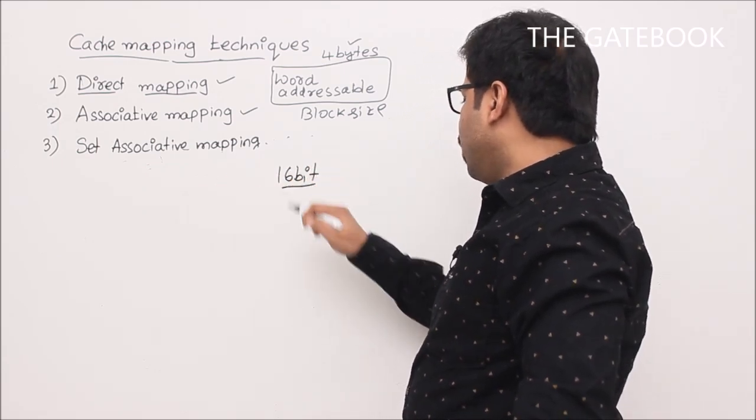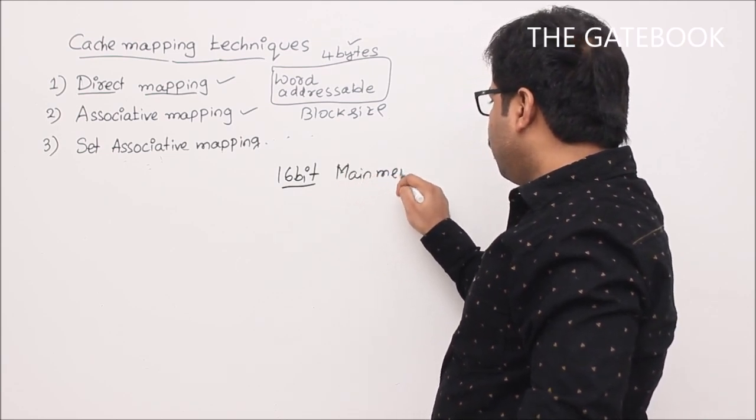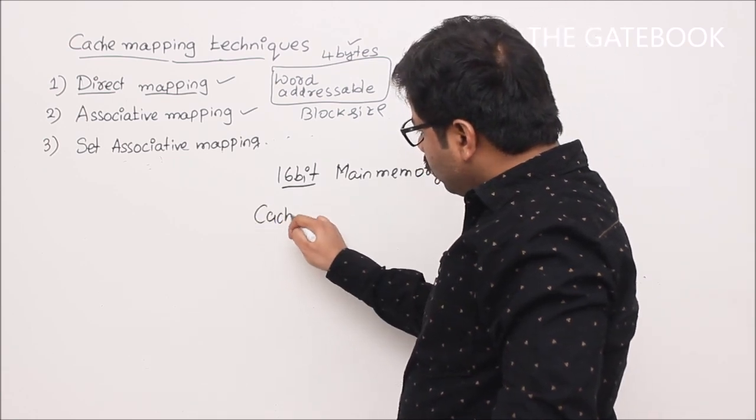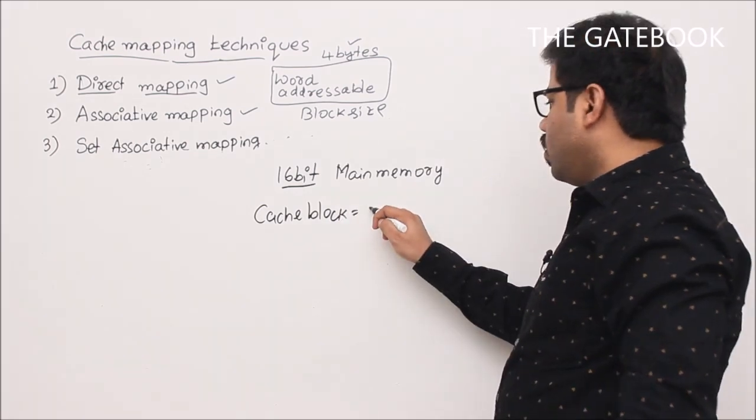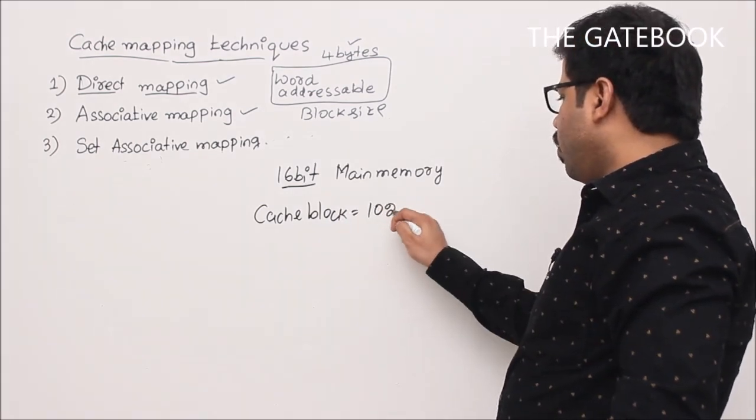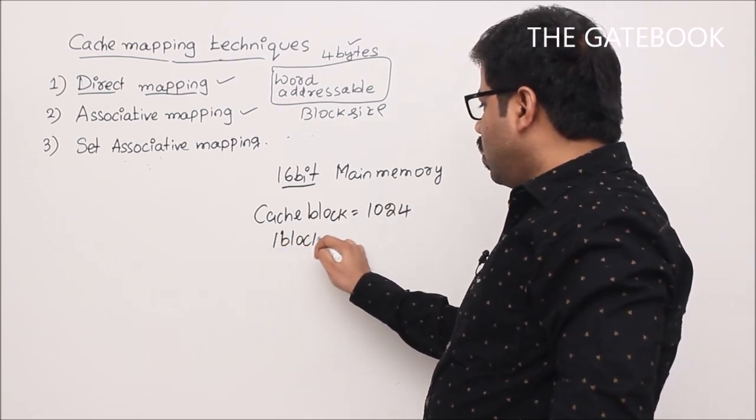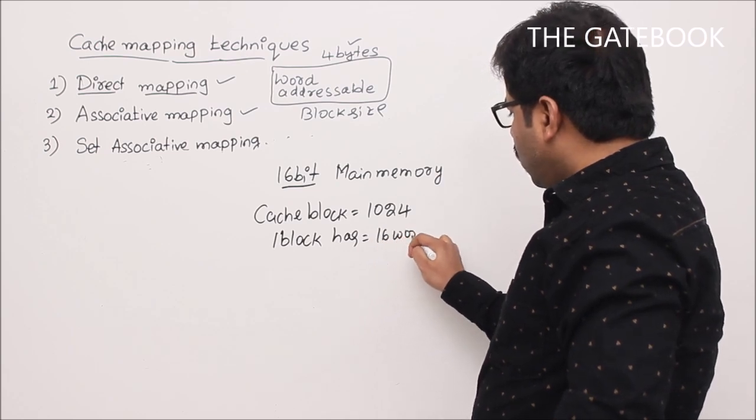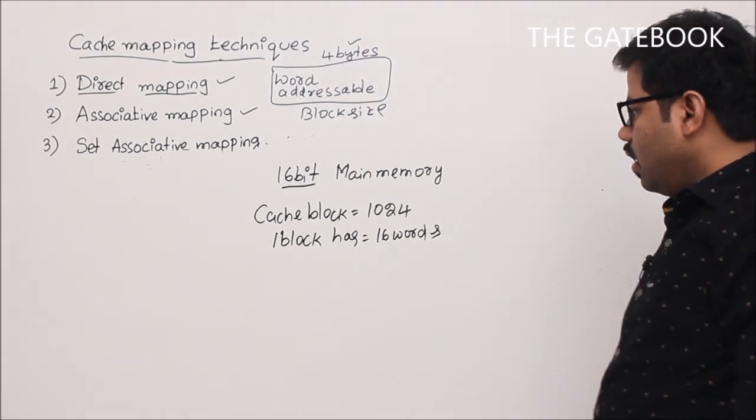Okay, assume that the memory address is a 16-bit main memory address, and the number of cache blocks, let us use 1024. Now each block has 16 words.